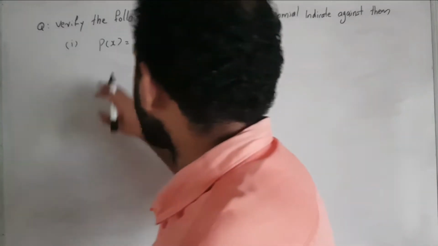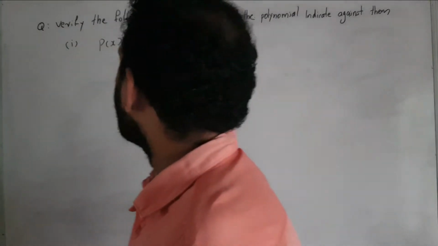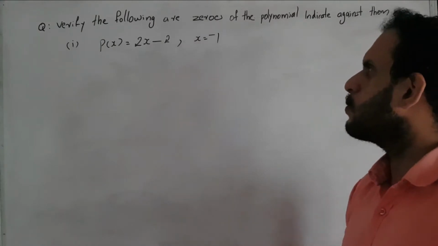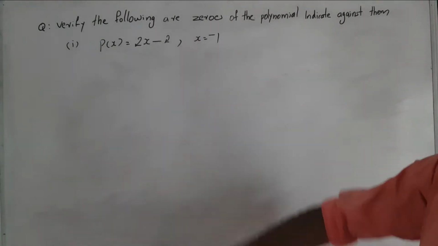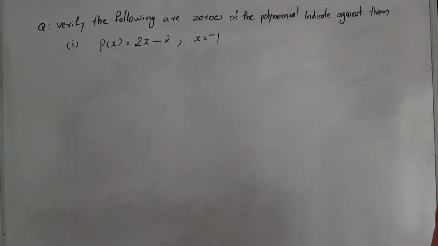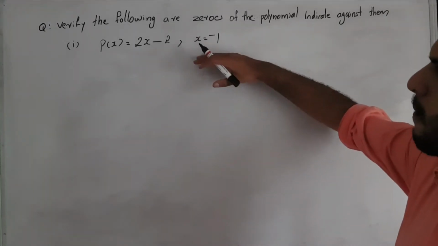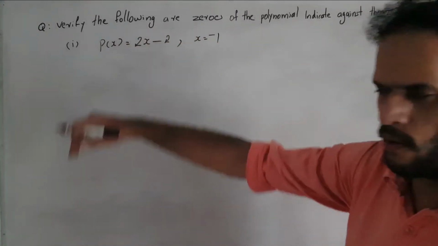That means, first is given in the question p of x is equal to 2x minus 2. The value of x is equal to minus 1. We want to verify whether x is equal to minus 1 is the zero of this polynomial.